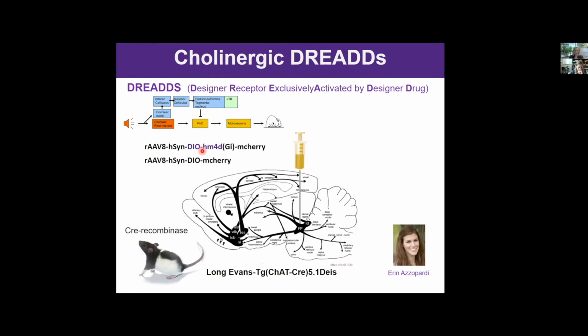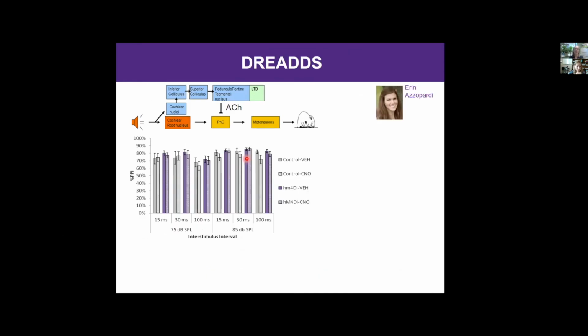So we inject that, we let the cells express this, and then we can activate the receptor by the designer drug, which is clozapine N-oxide, which presumably does nothing to the animal, but it will inhibit specifically these cholinergic neurons in the PPT that express our construct. And again, long story short, when we do that, and we can now compare within the animal, within subject, before and after injection of designer drug, we don't see any effect on prepulse inhibition. Prepulse inhibition works just fine.